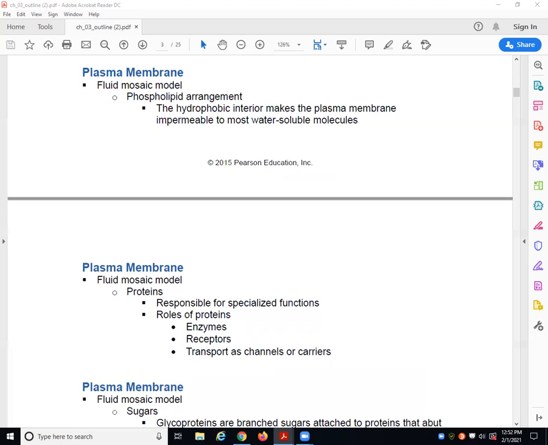Now, the proteins in that membrane have different functions. Some of them are enzymes that catalyze chemical reactions. Some of them are receptors. And some of them are transport proteins. Some are channels and some are carriers. The channels are basically an opening. Things just flow through them. Carriers will pick things up and move them to the other side of the membrane. So that's what proteins do in the plasma membrane.